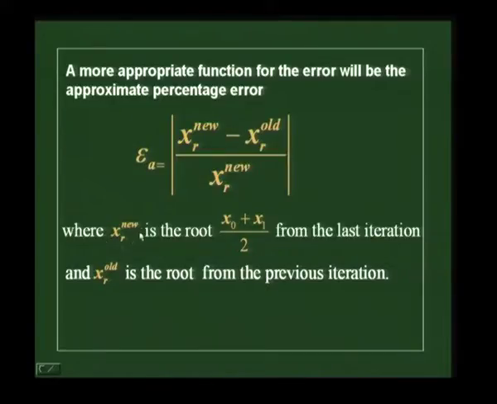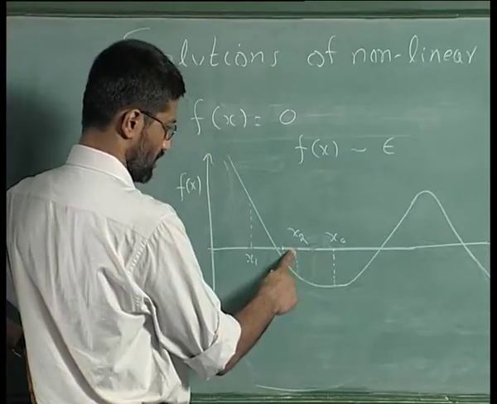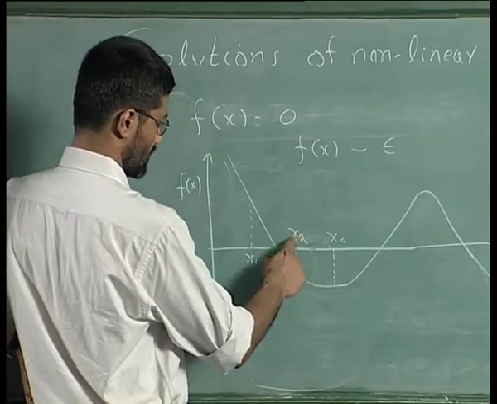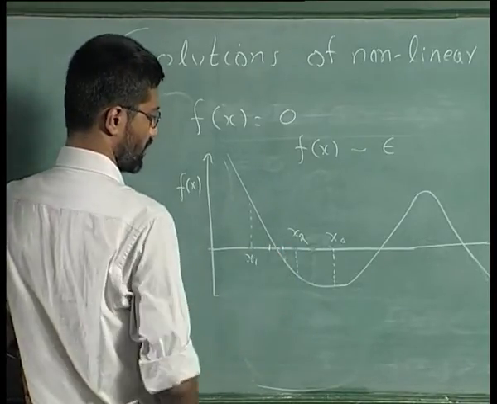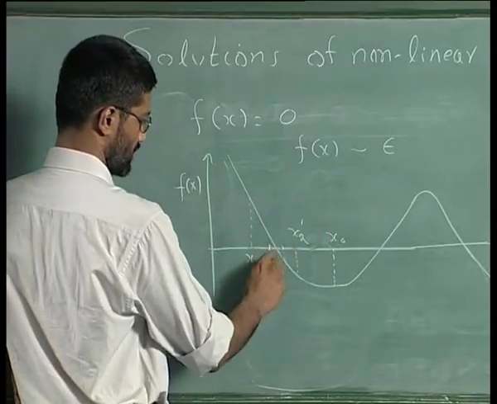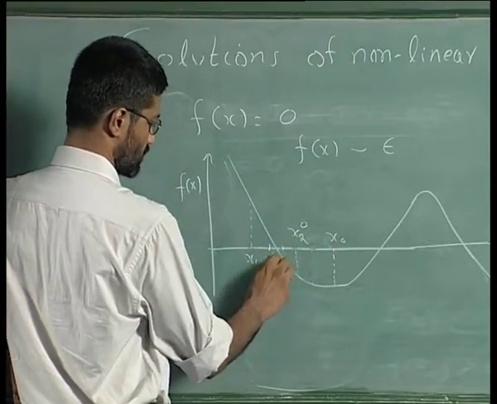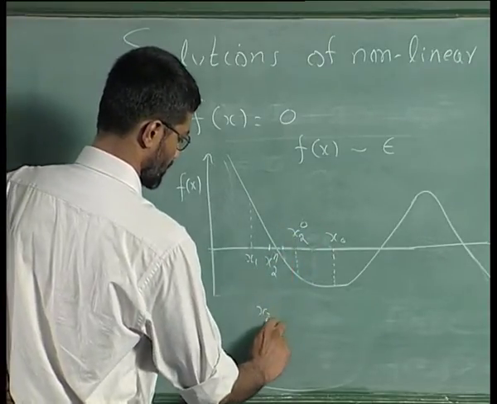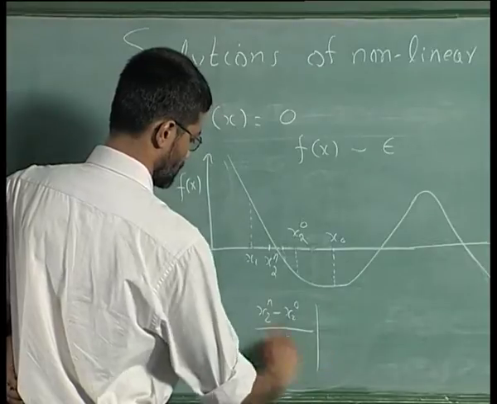In this case, what we call xr new is what we obtain from the bisection, x0 plus x1 by 2. So we did x0 plus x1 by 2, and we got a value here. Then we took this as x0 and did another iteration of x0 plus x1 by 2, and we got the value here. So that's x2 in the first step, and this is x2 in the second step. Let's call them x2 old and x2 new. Then I can do the mod of x2 new minus x2 old divided by x2 new.